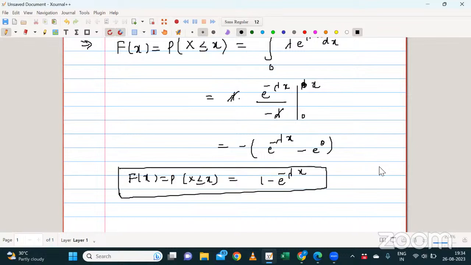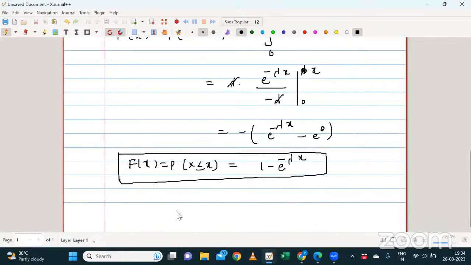Then what is the probability that the call will take, let's say, at most 10 minutes? So what you have to find is the probability that x is less than or equal to 10, which is 1 minus e to the power minus 0.1 times 10. Directly I can use this, right? This is the CDF formula for the exponential.